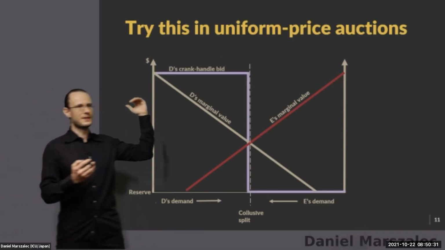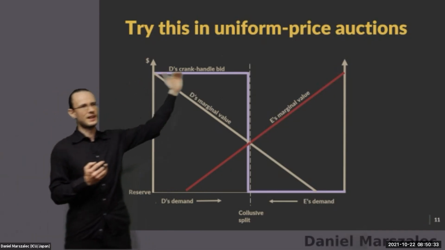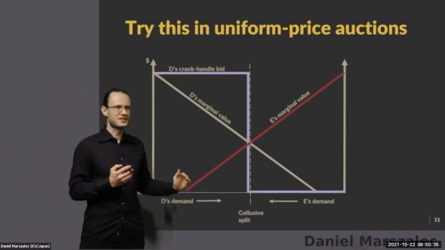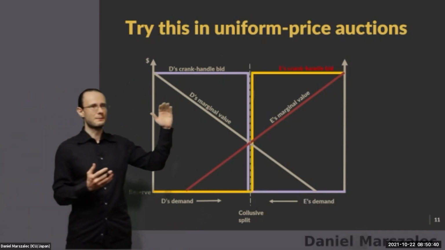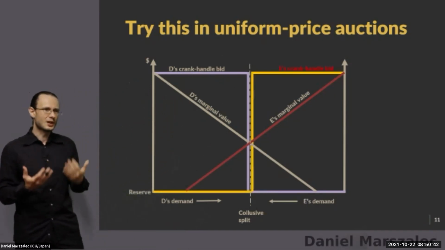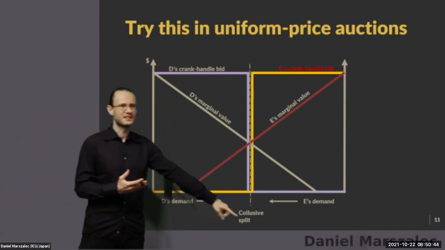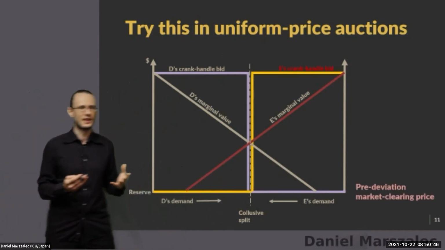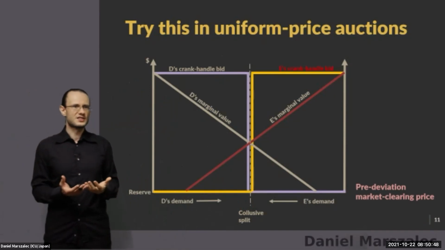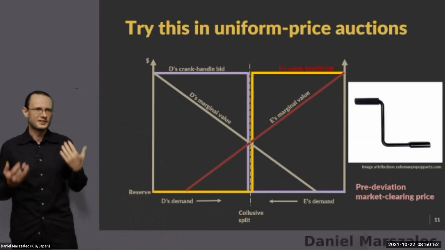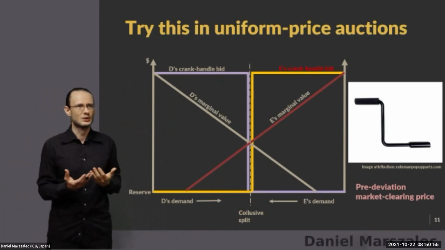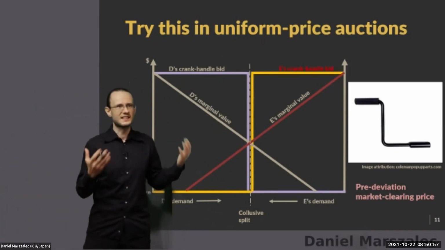So bidder D submits a crank handle bid, which is very, very high, then drops off just before the split and then is flat at the reserve, and bidder E submits a mirror image of that, right? In fact, the only place where these two curves intersect is down here at reserve price, so the pre-deviation market clearing price is at reserve and collusion has been achieved. And the reason we call this crank handle collusion is because we just think that's what it looks like.